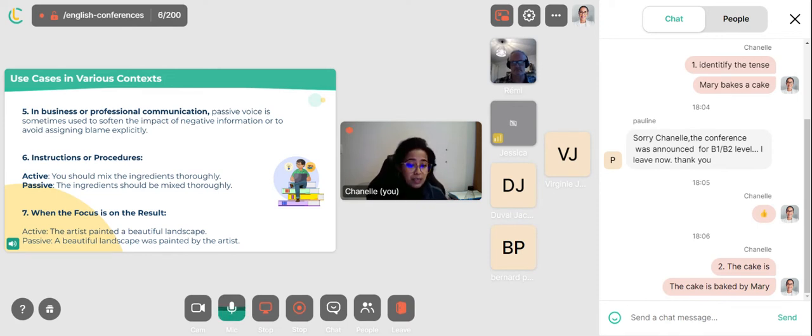And we use the passive voice when the focus is on the result. For example, the active voice says, the artist painted a beautiful landscape. The passive voice says, a beautiful landscape was painted by the artist. So we can see the importance is the beautiful landscape, not the artist.